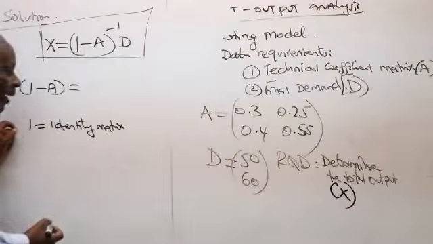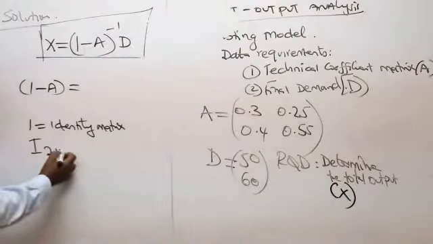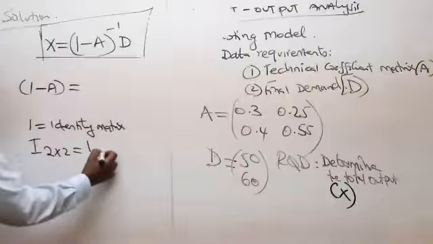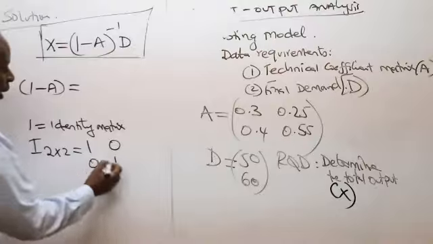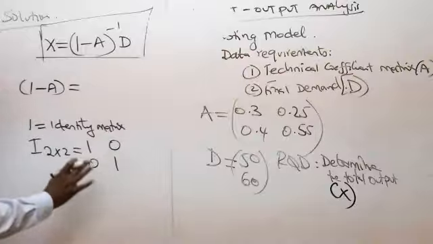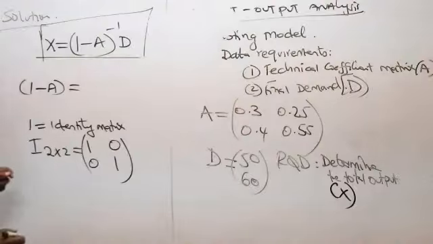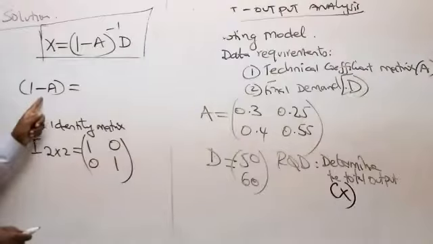And remember, identity matrix, if you can recall, if it's a 2 by 2 identity, we talk of 1, 0, 0, 1. You cram it that way. So 1, 1, every other thing becomes what here? 0, 0. This is identity 2 by 2. Is there anybody who can write for me before I proceed with this?